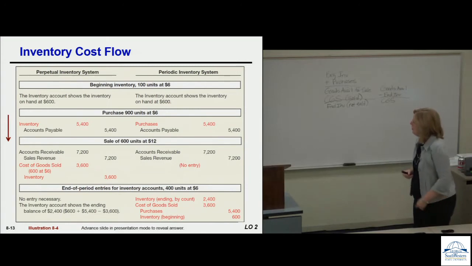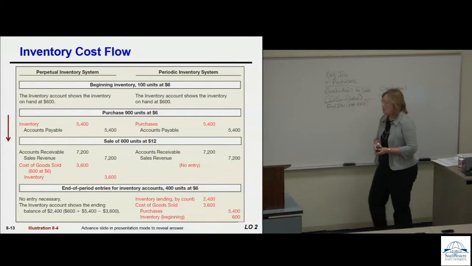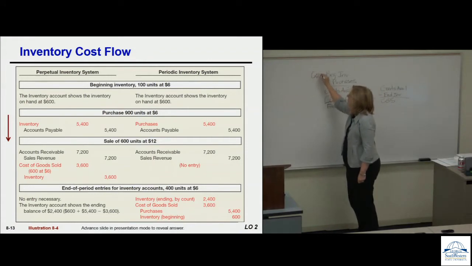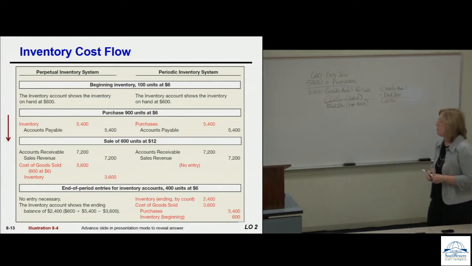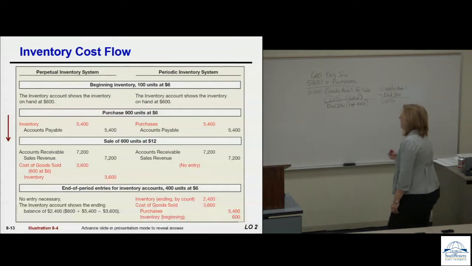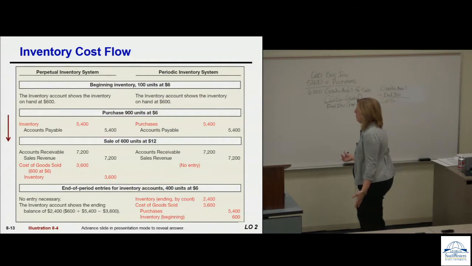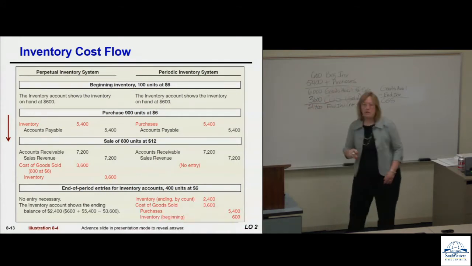All right, so in this situation, let's just plug in these numbers here. Our beginning inventory was how much? 600. Our purchases were 5,400, right? For a total of 6,000 available for sale. We could have sold $6,000 worth of stuff, right? But what we did was, cost of goods sold was 3,600 and ending inventory was 2,400, right? So that's kind of our formula for this one.